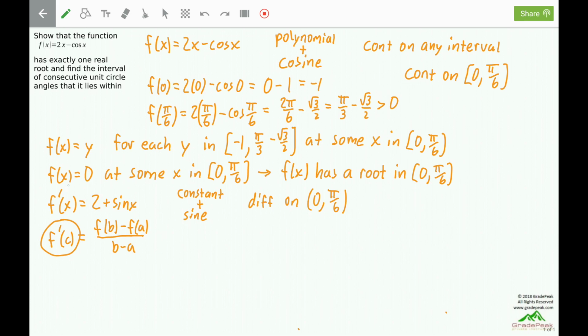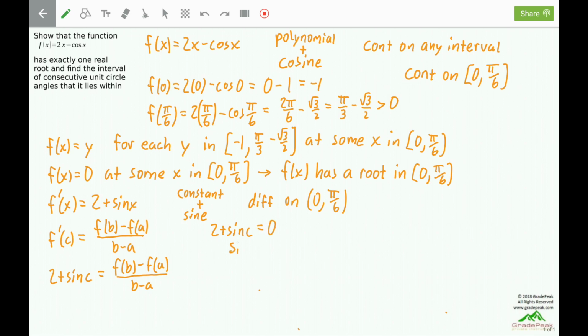The left side, f prime of c, can be evaluated by plugging c into f prime of x. That will give 2 plus sine of c, and that will equal f of b minus f of a divided by b minus a. Let's look a little closer at the f prime of c function. The f prime of c function is 2 plus sine c. Let's see if it can equal 0.